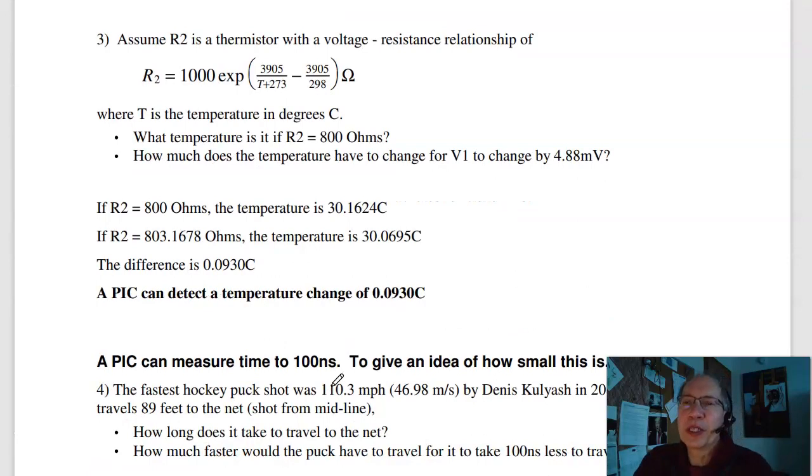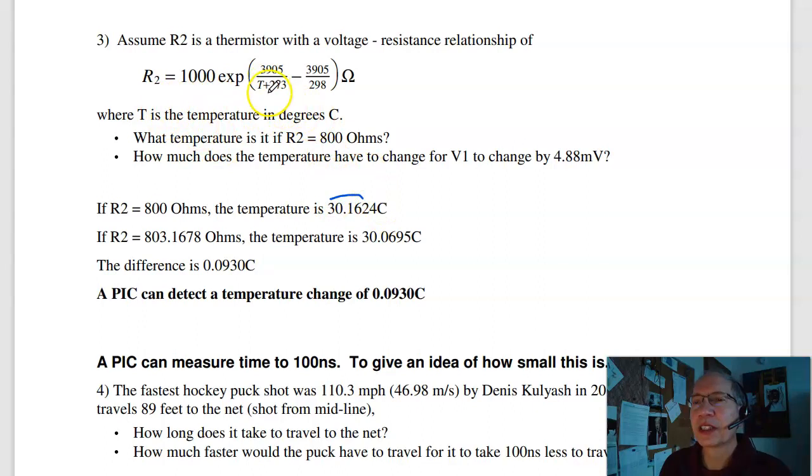If I replace R2 with a thermistor, like the ones in your lab kit, the resistance versus temperature follows roughly this equation. How much does temperature have to change? Well, at 800 ohms, if I solve, the temperature is 30.126 degrees Celsius. If R2 is 803 ohms, it is 30.06 degrees Celsius. The difference is my resolution. So the PIC could measure temperature to about 0.09 degrees Celsius, which is not bad. That's what 4.88 millivolts means.